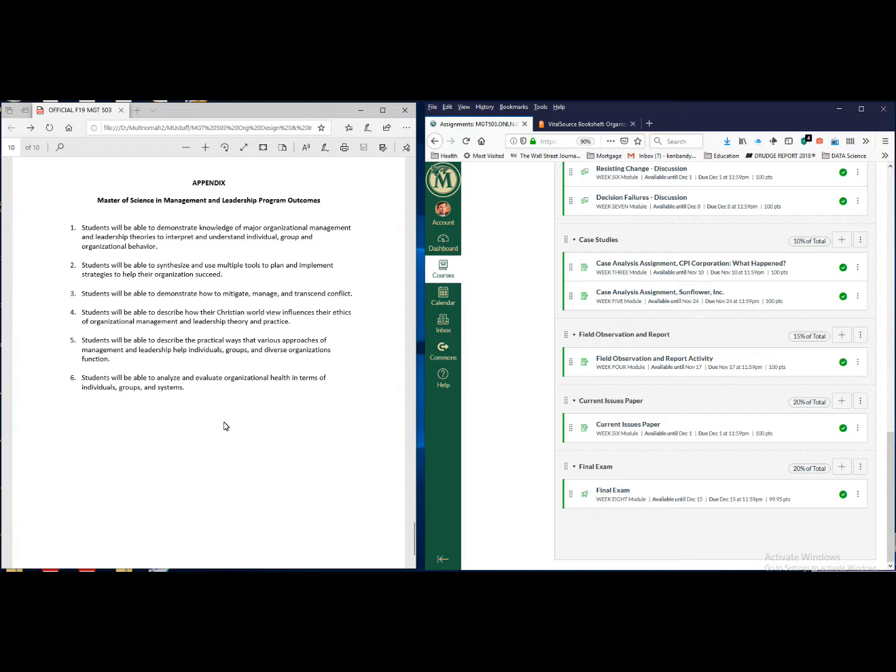Students will be able to demonstrate knowledge of major management and leadership theories. Yes, we'll cover that in this class. Students will synthesize and use multiple tools. Yeah, we're going to do that in this class.